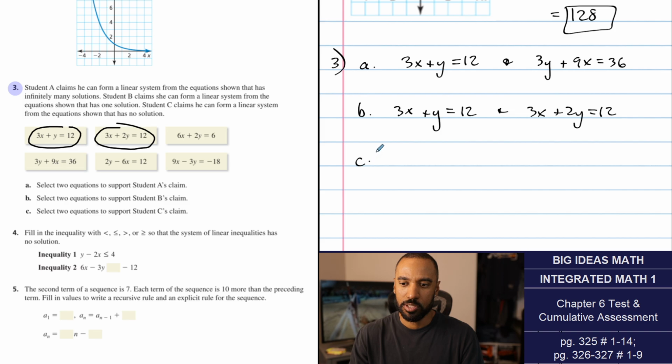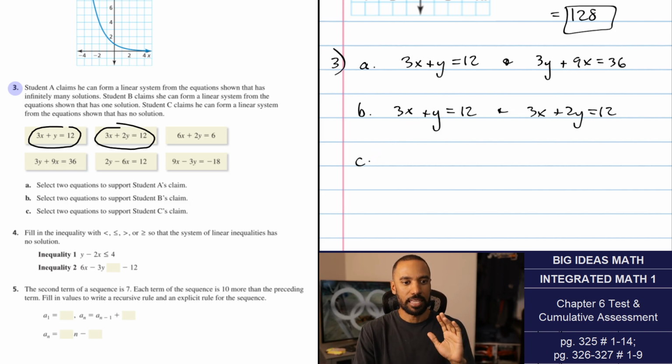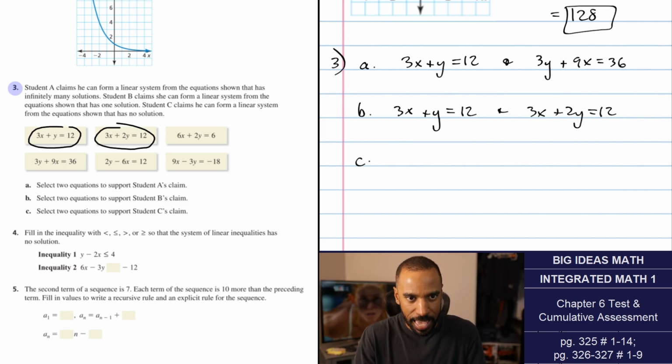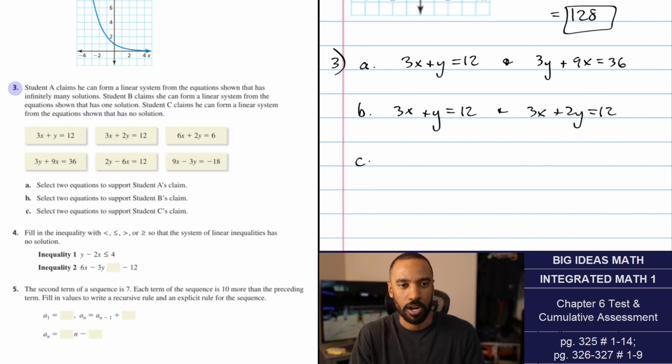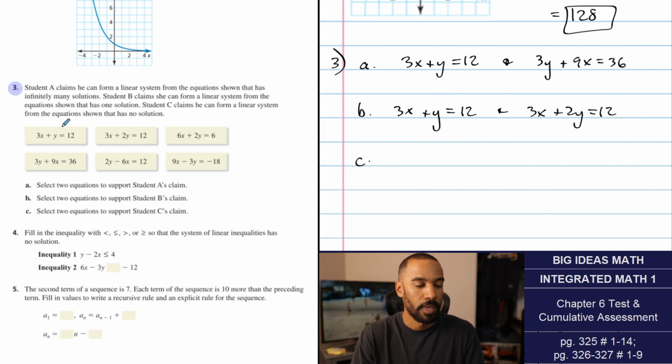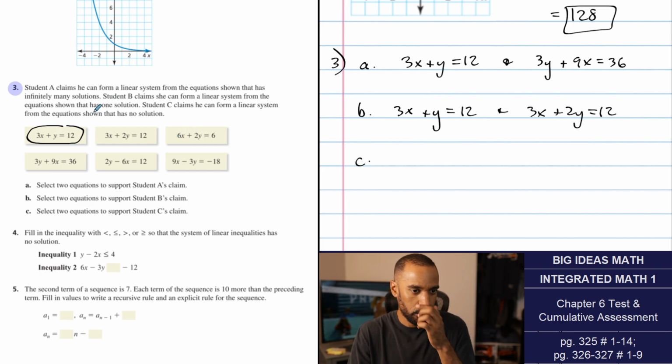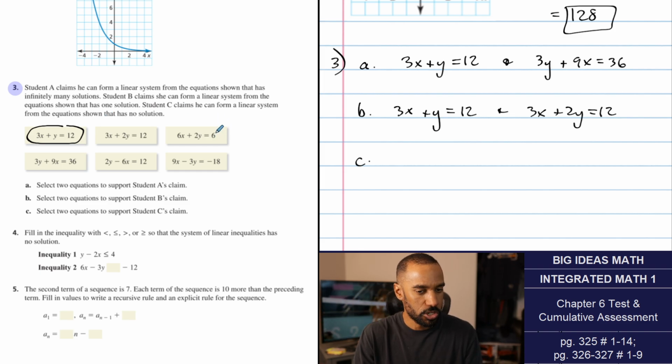Now, C's claim is something where I need x and y to be at the same growth rate with each other, but then the constant needs to be different so that when the variables cancel, you don't get 0 equals 0, you get 0 equals a non-zero number. So can I compare this with one? See, if I double 3x, I get 6x. If I double y, I get 2y. Those work. And if I double 12, I'd get 24, but this shows a 6.